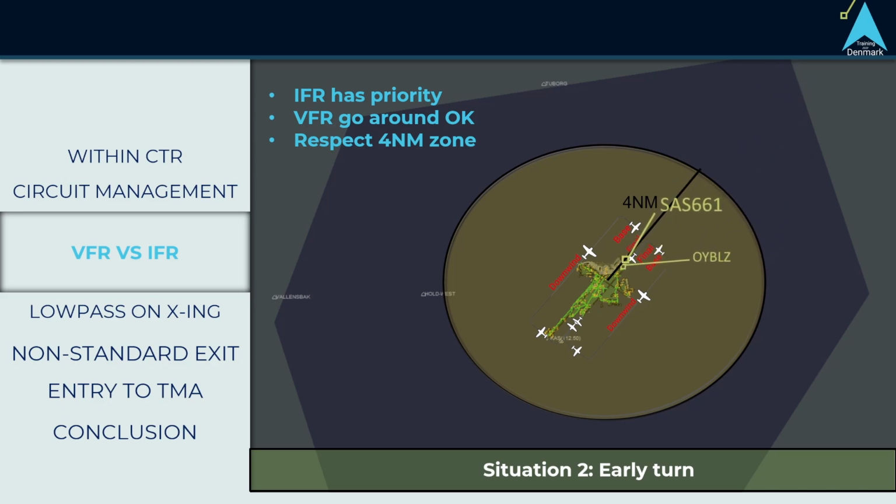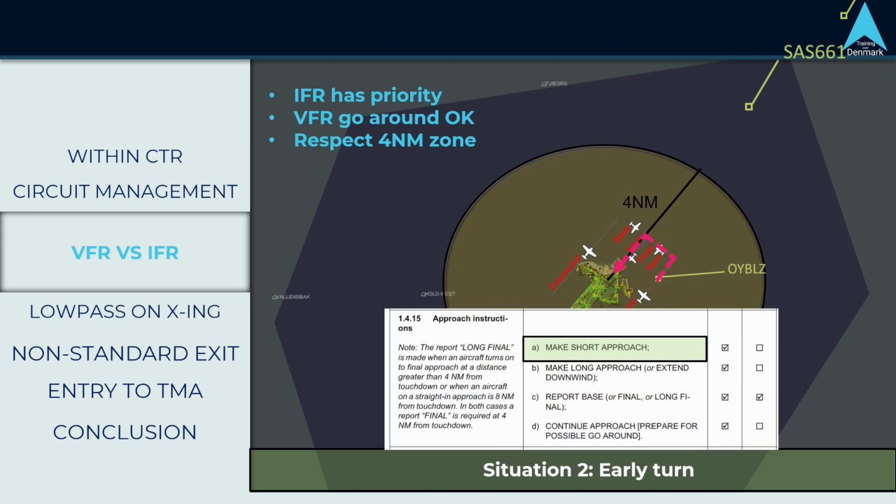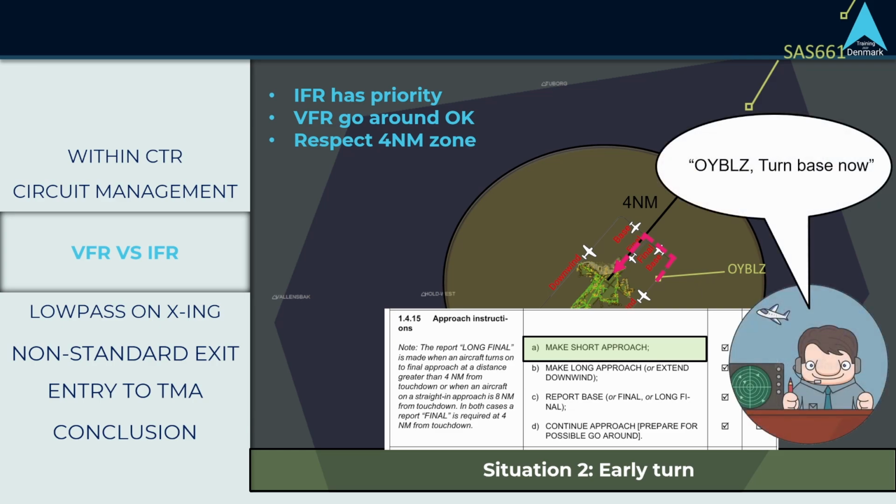Second is if the IFR is further away, but the VFR follows the regular pattern, turns around 3 miles, and then the IFR catches up. Annoying situation. Then remember, you can also demand the VFR to make a short approach by using Appendix A.1415 that says, make a short approach. Or even better, even more precise, which is what we like: when you see you have the situation, tell him, turn base now, and turn final. Oh, that's nice, because now you know he's going to turn right away.